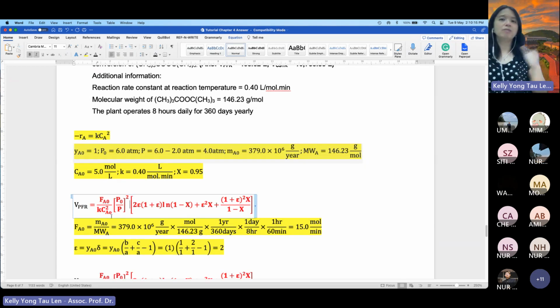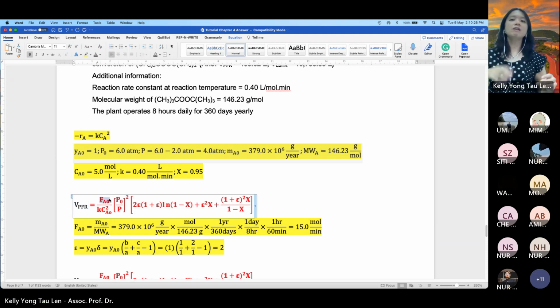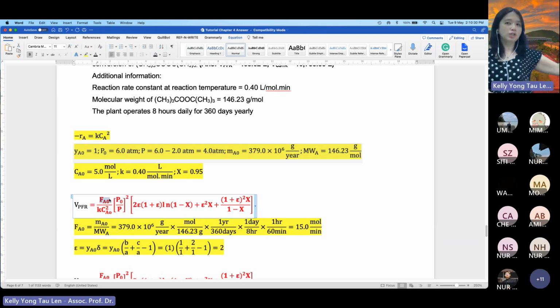So first of all, again, we have to substitute each one with the correct numbers. So first of all, volume we want to find. So first of all, kita kena cari FA0. So again, if I have mass flow rate of A, MA0, I want to change to FA0, I will just divide with the molecular weight. So next question, mass flow rate saya adalah dalam bentuk gram per year. Molar flow rate saya dalam unit apa? Of course, mole per what unit for my time.